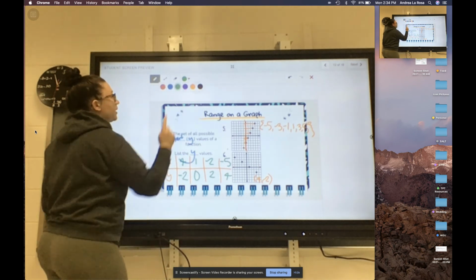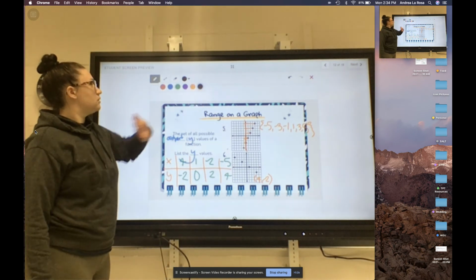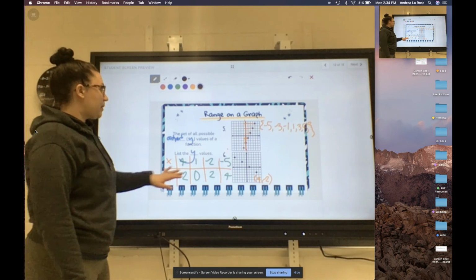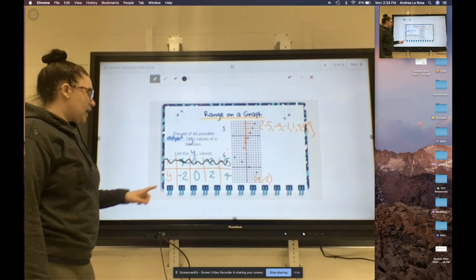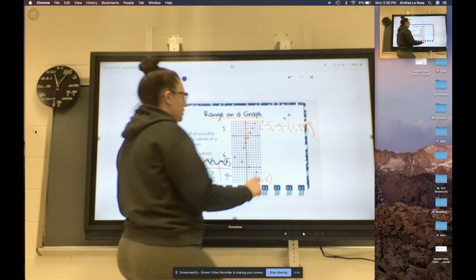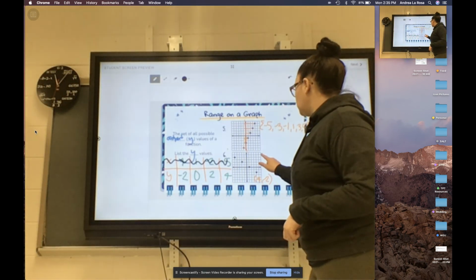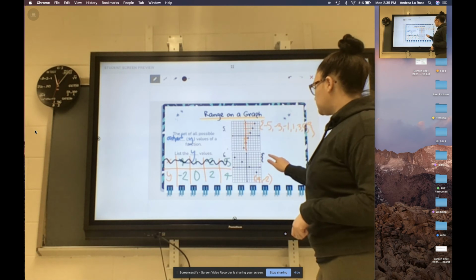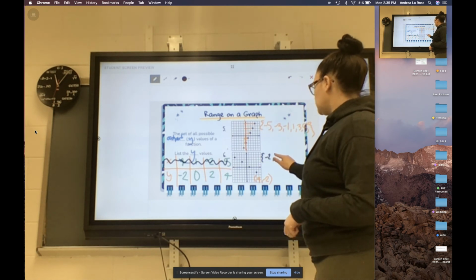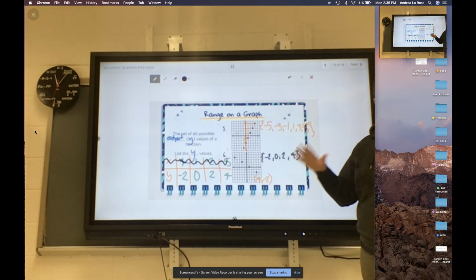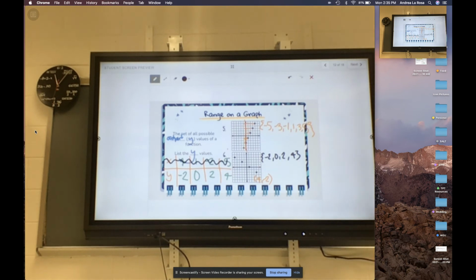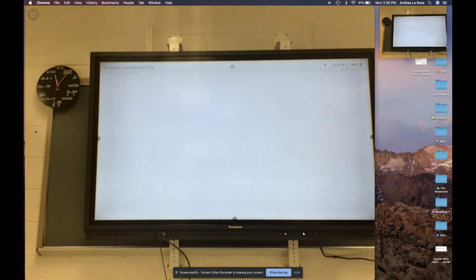Again, which numbers do I care about for my range? I care about my y's. I don't need to see those x's anymore. I just need to write down my y's. So my answer for this one would be negative 2, 0, 2, and 4. Boom, mic drop. That's range on a graph.